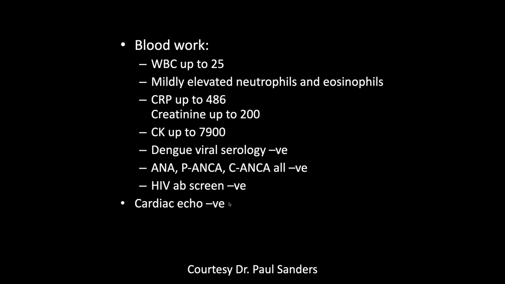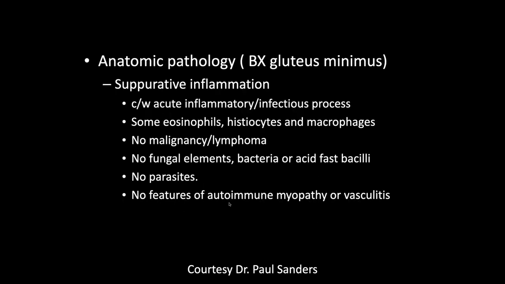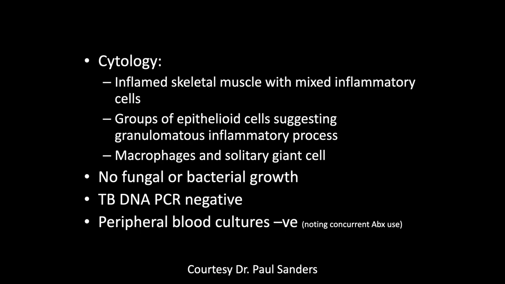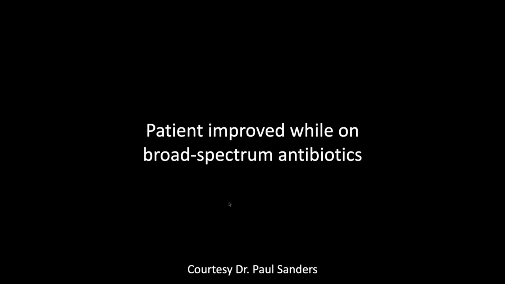His WBC count is elevated. He has elevated neutrophils and eosinophils. CRP is elevated and his CK is elevated. Suppurative inflammation of the gluteus minimus. Pathology: inflamed skeletal muscle with epithelioid cells, no fungal or bacterial growth, and his peripheral blood cultures were negative. He improved on broad spectrum antibiotics.